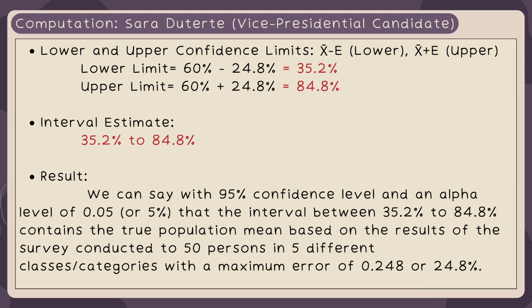And the final statement is, we can say with 95% confidence level and an alpha level of 0.05 or 5%, that the interval between 35.2% to 84.8% contains the true population mean based on the result of the survey conducted to 50 persons in different classes or categories, with a maximum error of 0.248 or 24.8%.